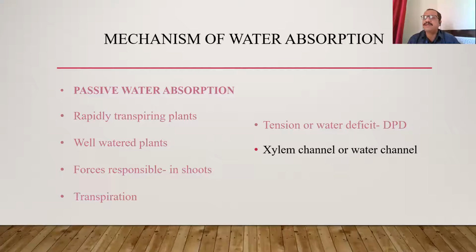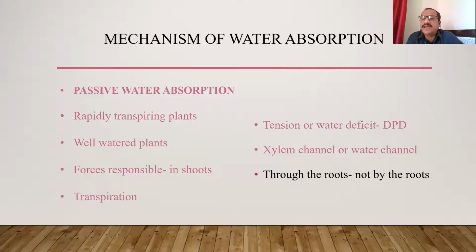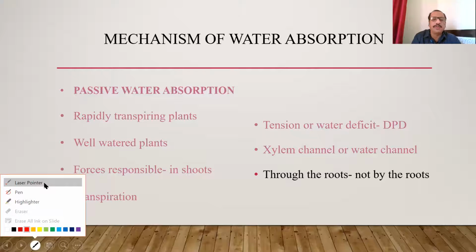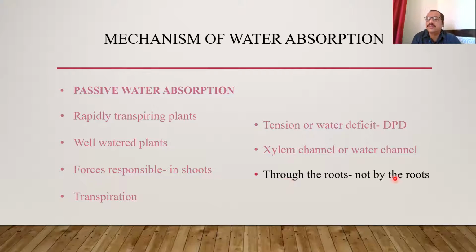So as long as there is transpiration occurring from the aerial surfaces, there is continuous movement of water, and in the course there is continuous absorption of water from the soil by this method. And therefore here it is said that water is absorbed through the roots and not by the roots. Did you get it? Water is said to be absorbed through the roots and not by the roots, because here roots are not actively involved in the process of water absorption.